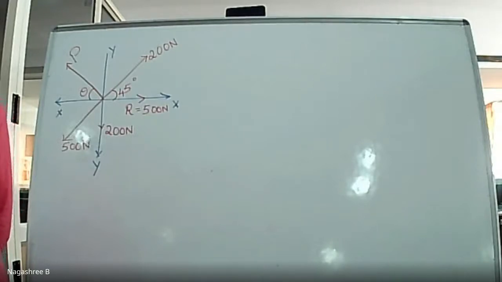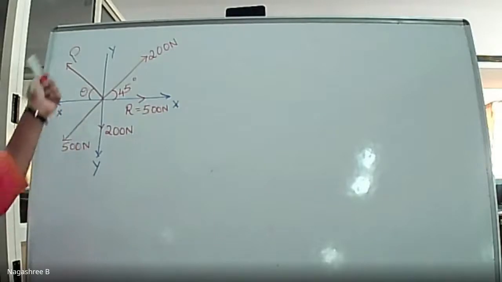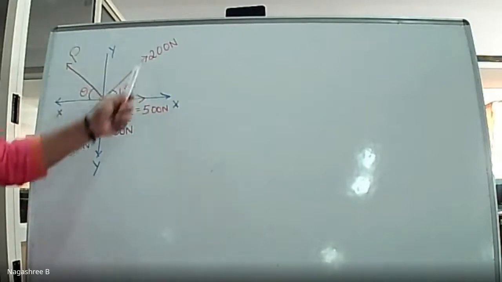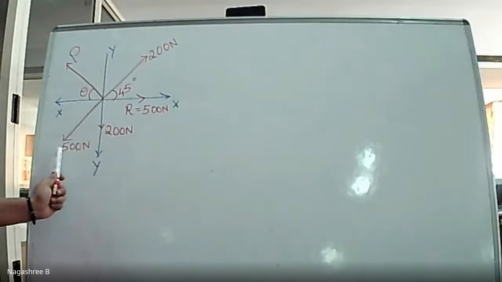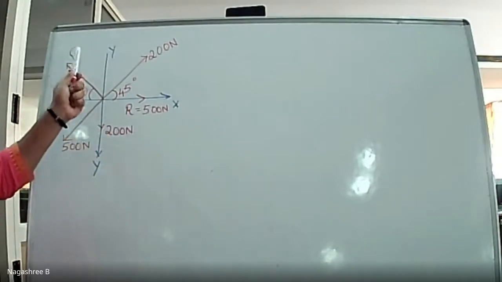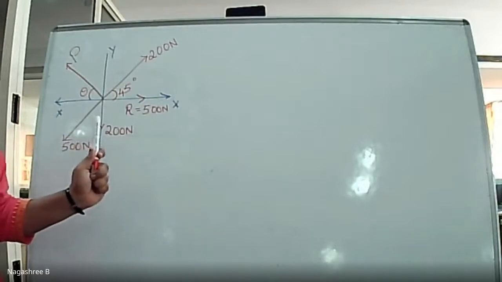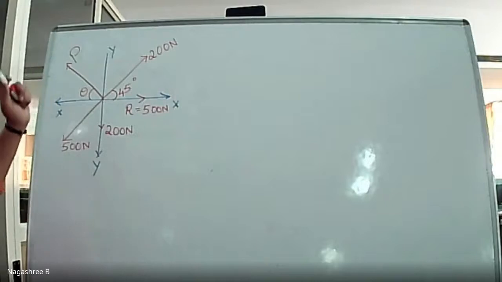Today I'll be discussing how to analyze the unknown force along with its inclination of a coplanar concurrent force system. So here in the sketch you can observe four coplanar forces of 200, 500, again 200, and P, which is unknown, is given in the question. So here, one of the forces is unknown.